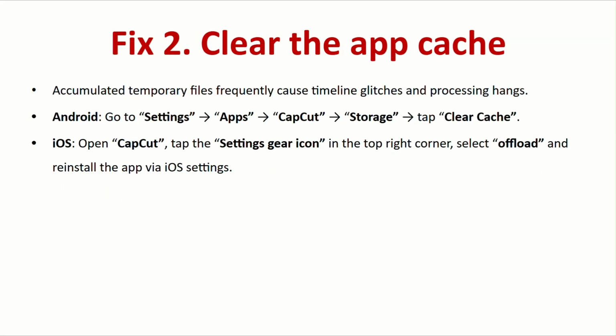Fix 2. Clear the app cache. For Android, go to Settings, go to Apps, now find CapCut and click on it, then tap on Storage and tap Clear Cache. For iOS, open CapCut, tap the settings, which is the gear icon in the top right corner. Now select Offload and reinstall the app via iOS settings.